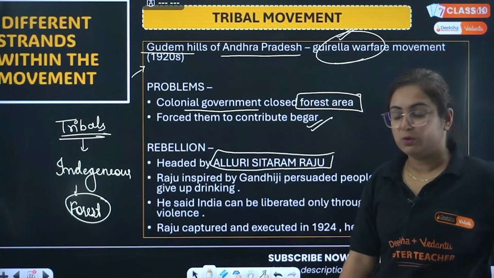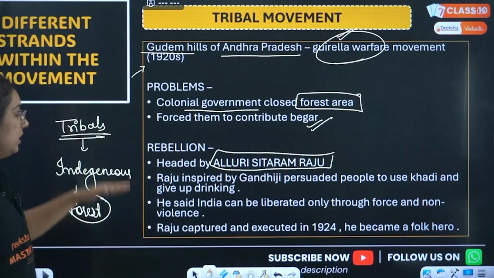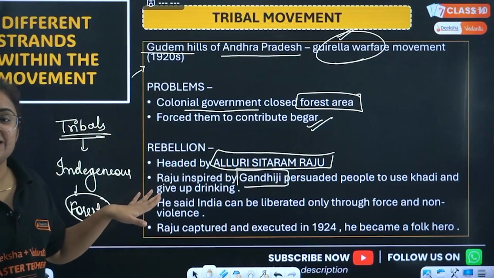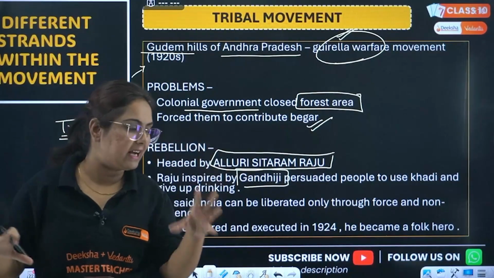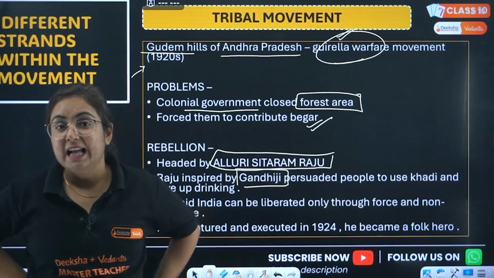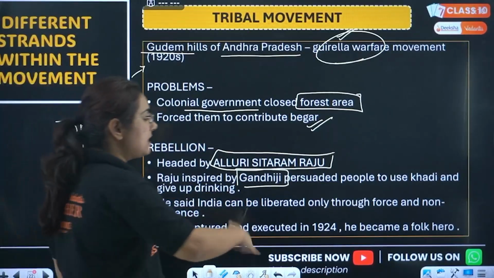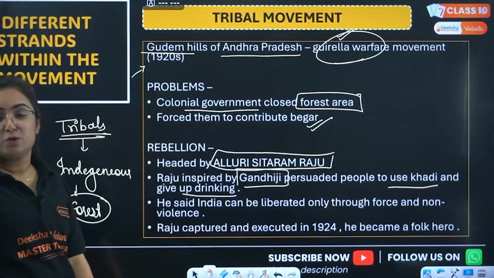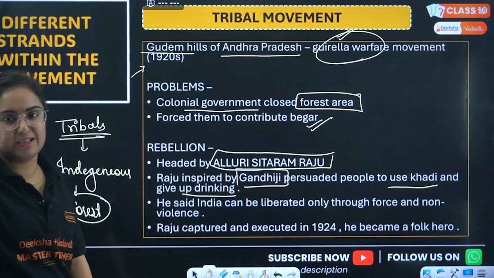Who was he? Alluri Sitarama Raju, you can connect with the movie also, RRR. Raju was inspired by Gandhiji's idea, but there was one difference between Gandhiji and Alluri Sitarama Raju: he believed that violence should be used. However, he asked people to use khadi and give up drinking, so that foreign liquor and foreign clothes could be boycotted as asked by Gandhiji.